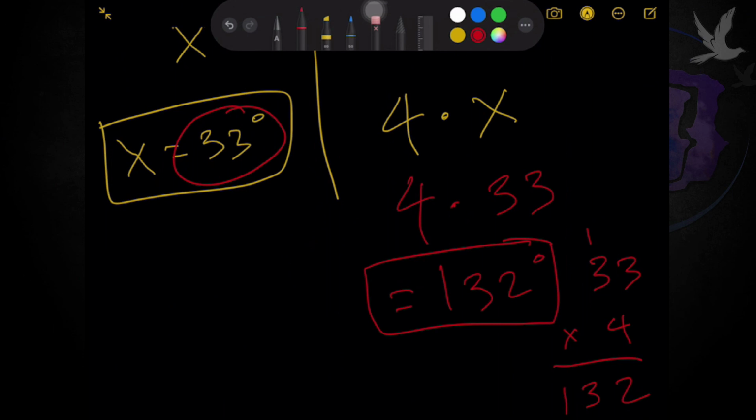Okay? So that is basically it for today. Again, just to remind you, solving for a straight line is equivalent to 180 degrees, and the full circle is equivalent to 360 degrees. And that is it for today.